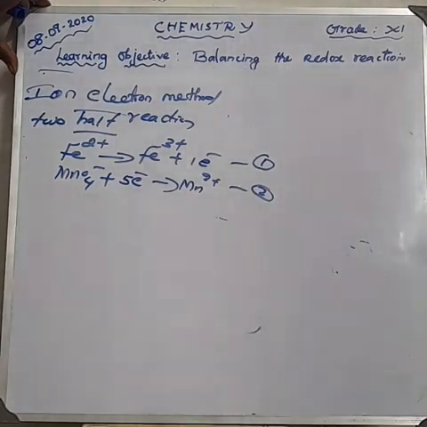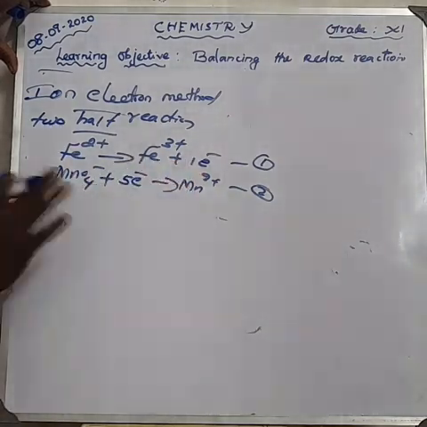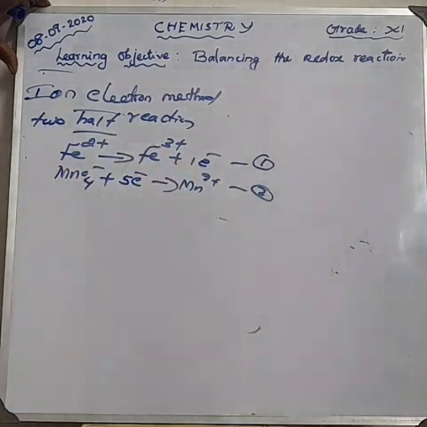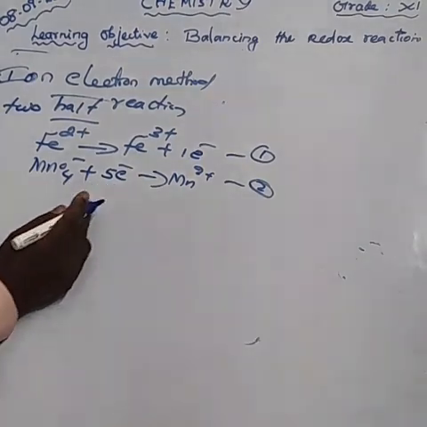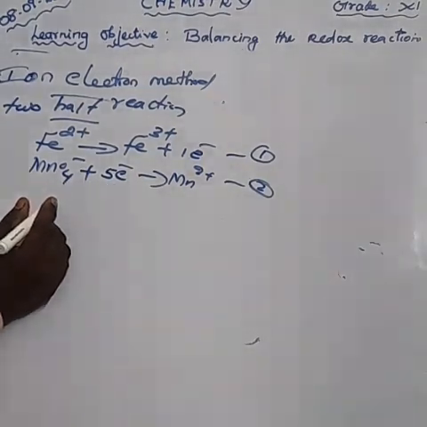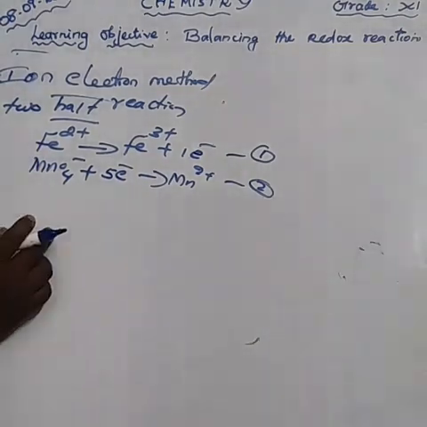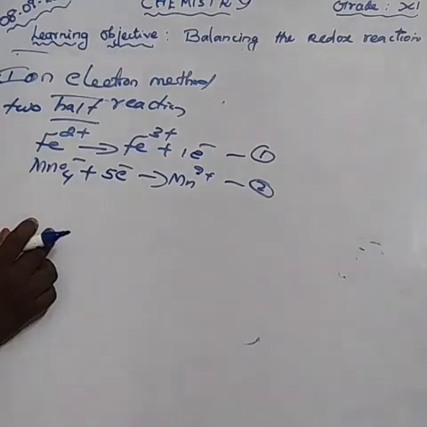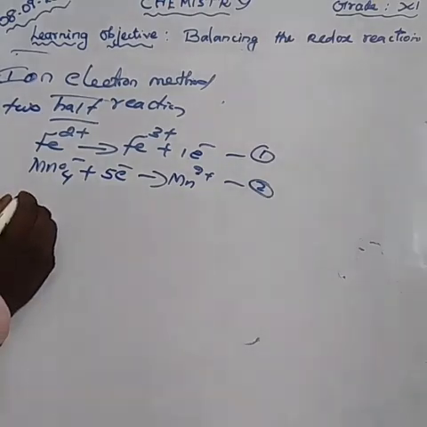Balance the atoms. That means in equation 1, there is no change; it is balanced easily. In equation 2, oxygen has 4 on the reactant side. Therefore, you should write 4 water molecules on the product side, and to balance, add 8 H+ on the reactant side. Here you should write the equation.